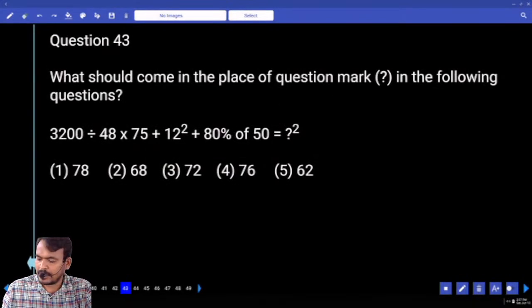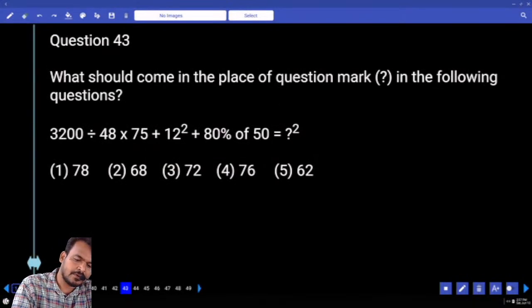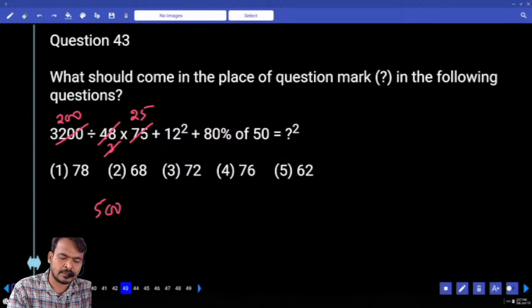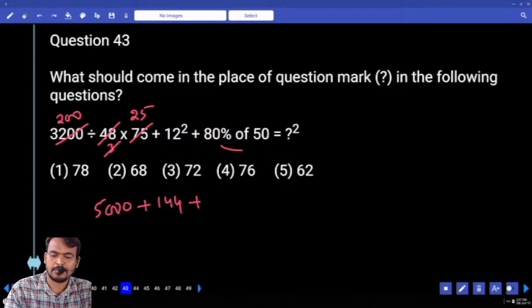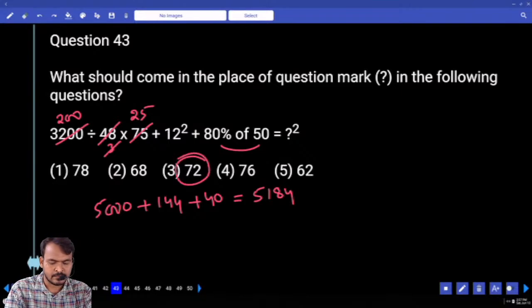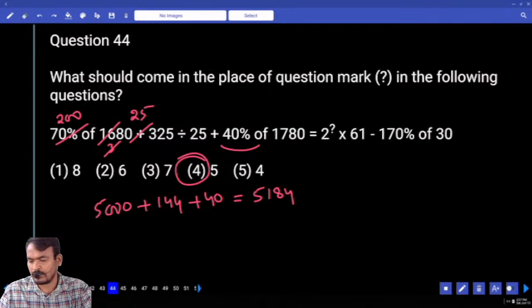3200 divided by 48. First of all 16, 3 times 16, 200 times 3, how many times? 25. 25 into 200, 5000, plus 12 square, 144, plus 80% of 50, 40. Total it is 5184. It is which one square? 72 square. Next, question number 44.